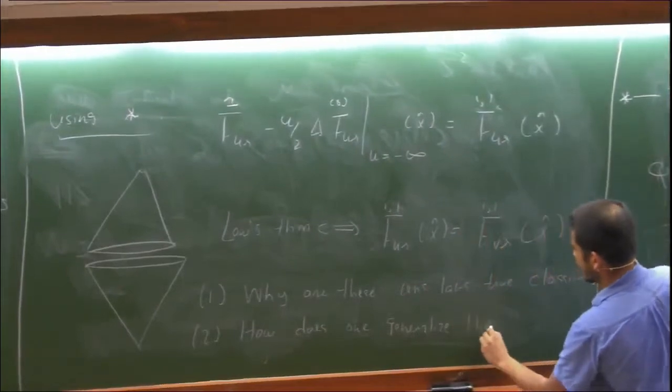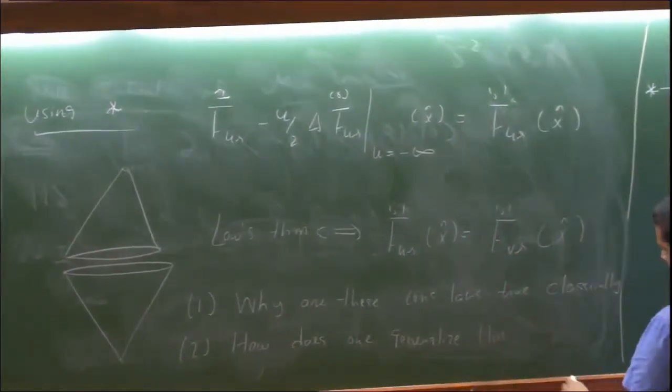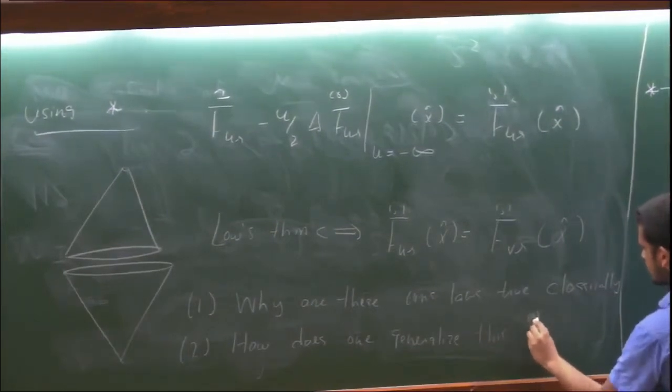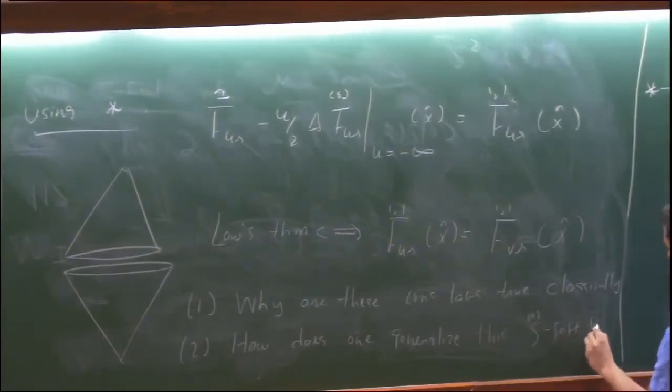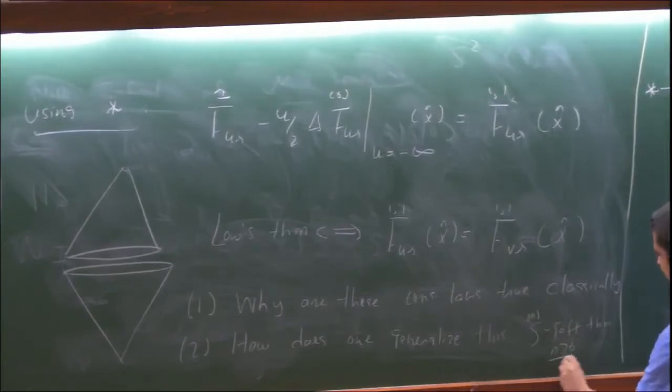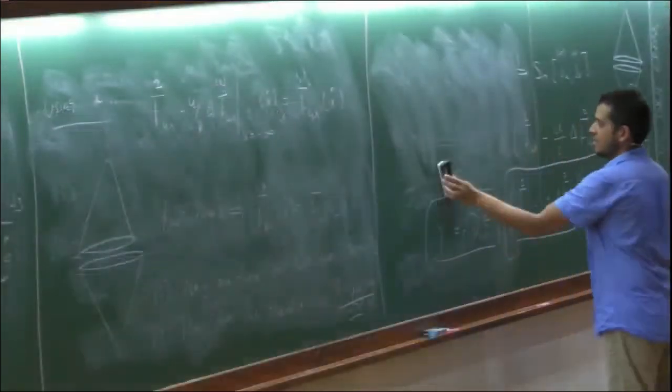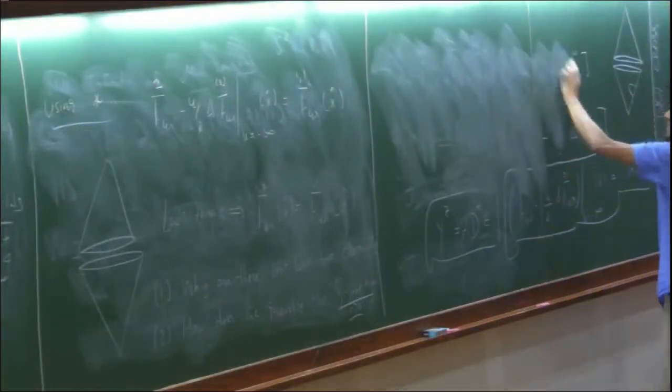For the remaining soft theorems, for Sn soft theorems, where n is greater than 0. Okay, so these are the two statements we want to understand, I mean, the two questions whose answer we want to find out. And so for the second question, let me first make a claim, and then I'll try to sketch a proof.